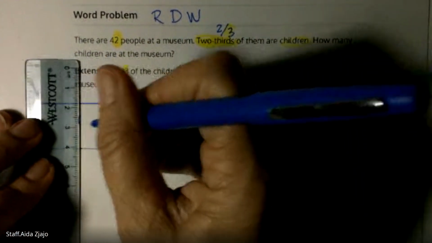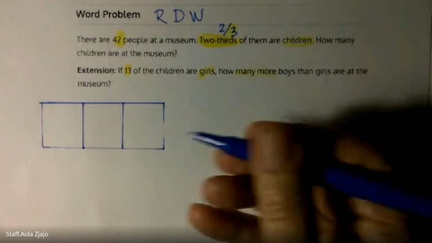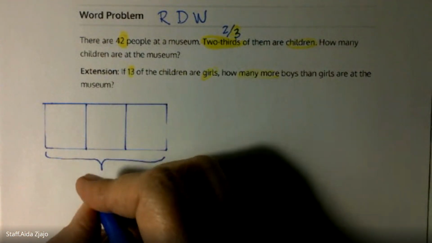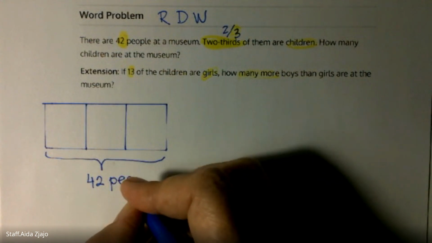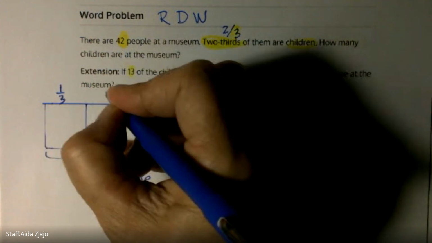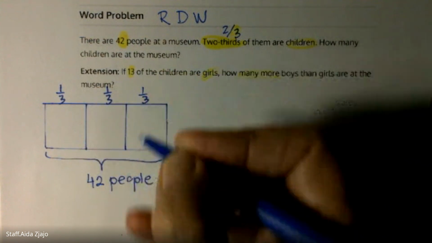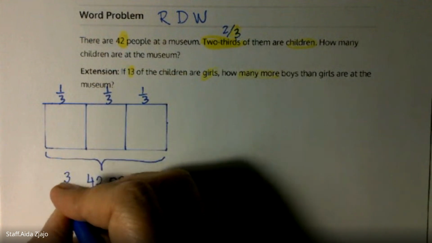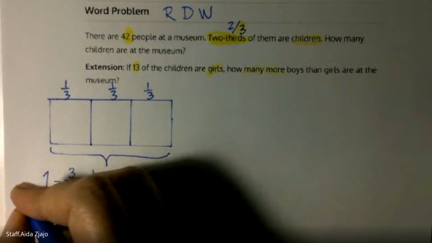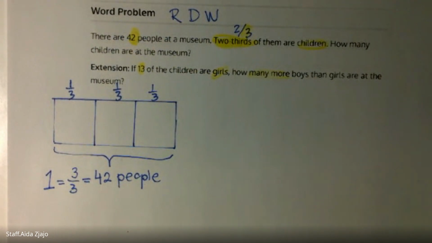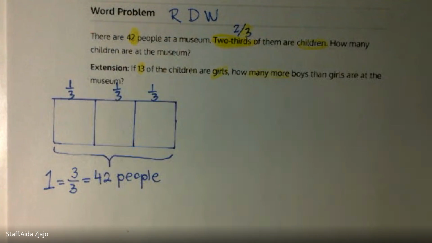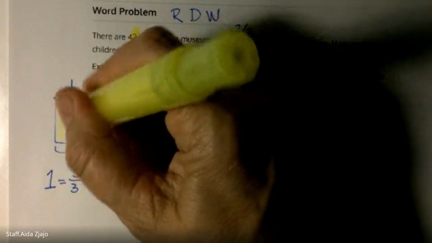Okay, so this is all 42 people. Each of these is one third, one third, one third, and 42 people makes 3/3, which makes a whole group of people. Now, 2/3 are children. Right now, this is a third, this is a third. These 2/3 are going to be my children.